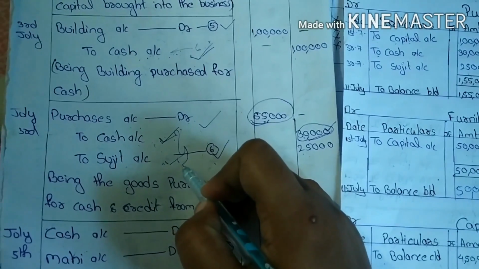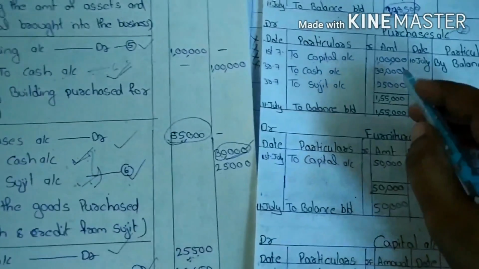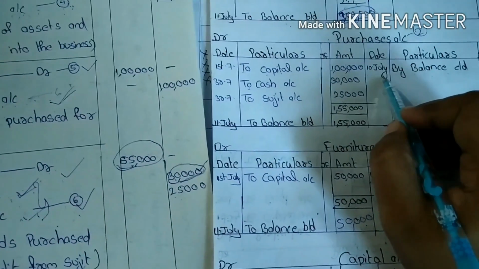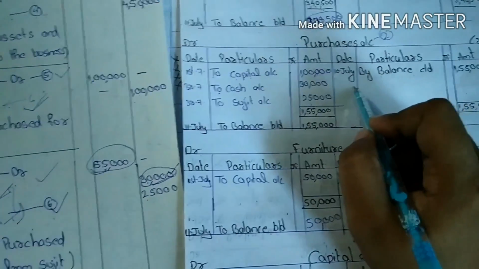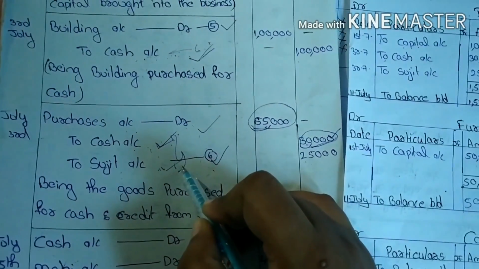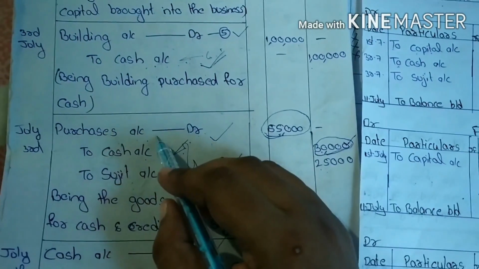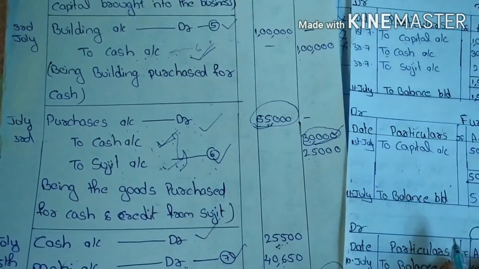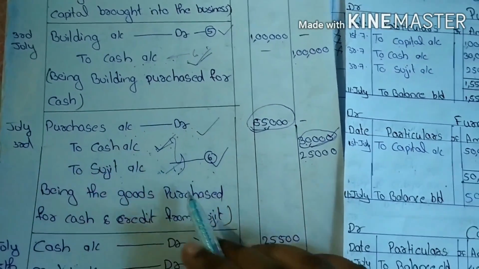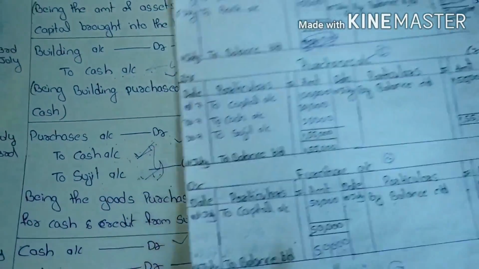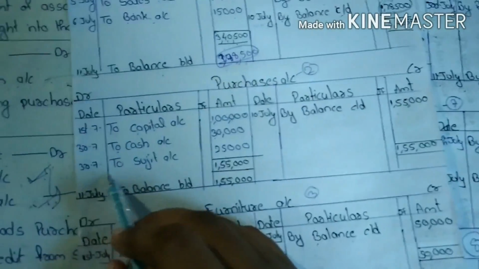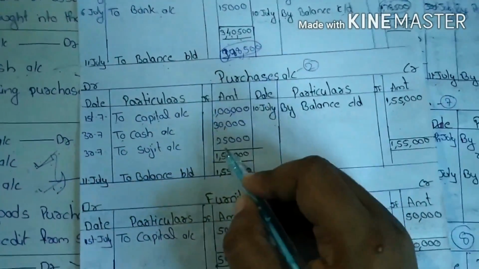So those are included in purchases. So in purchase account, those cash transactions and credit transactions are also included, right? So these two are included in purchase account. Okay. So here purchase account should be on debit side, right? So we have to debit the cash and Sujit on purchase account. So to cash account 30,000, to Sujit account 25,000.